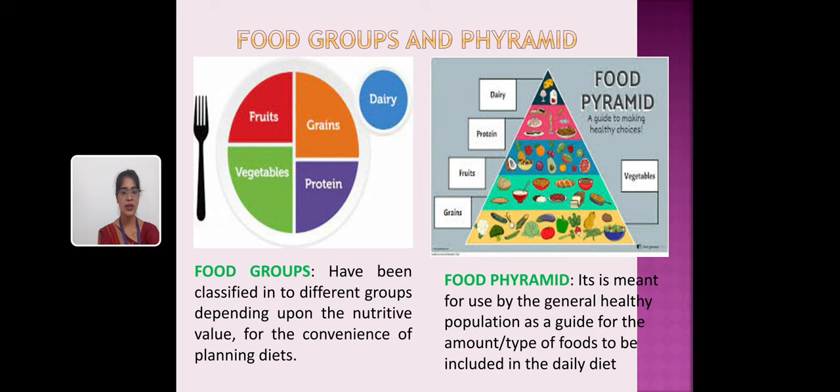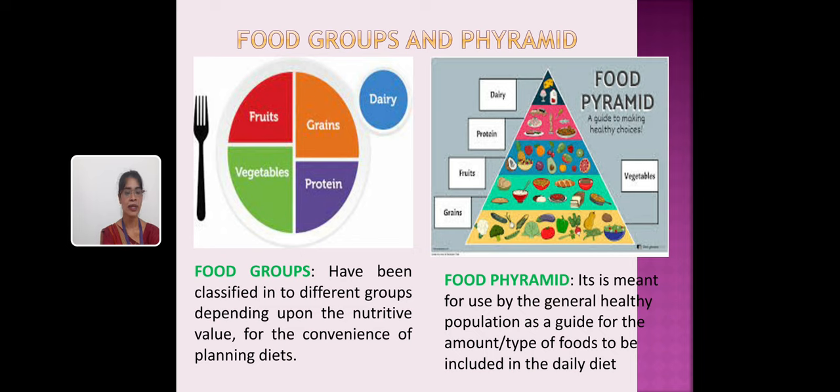So next one is the food pyramid, which is also like food groups. It is based on food groups and suggested by ICMR. It is meant for use by the general healthy population. It shows the amount and types of food to be included in the everyday diet.